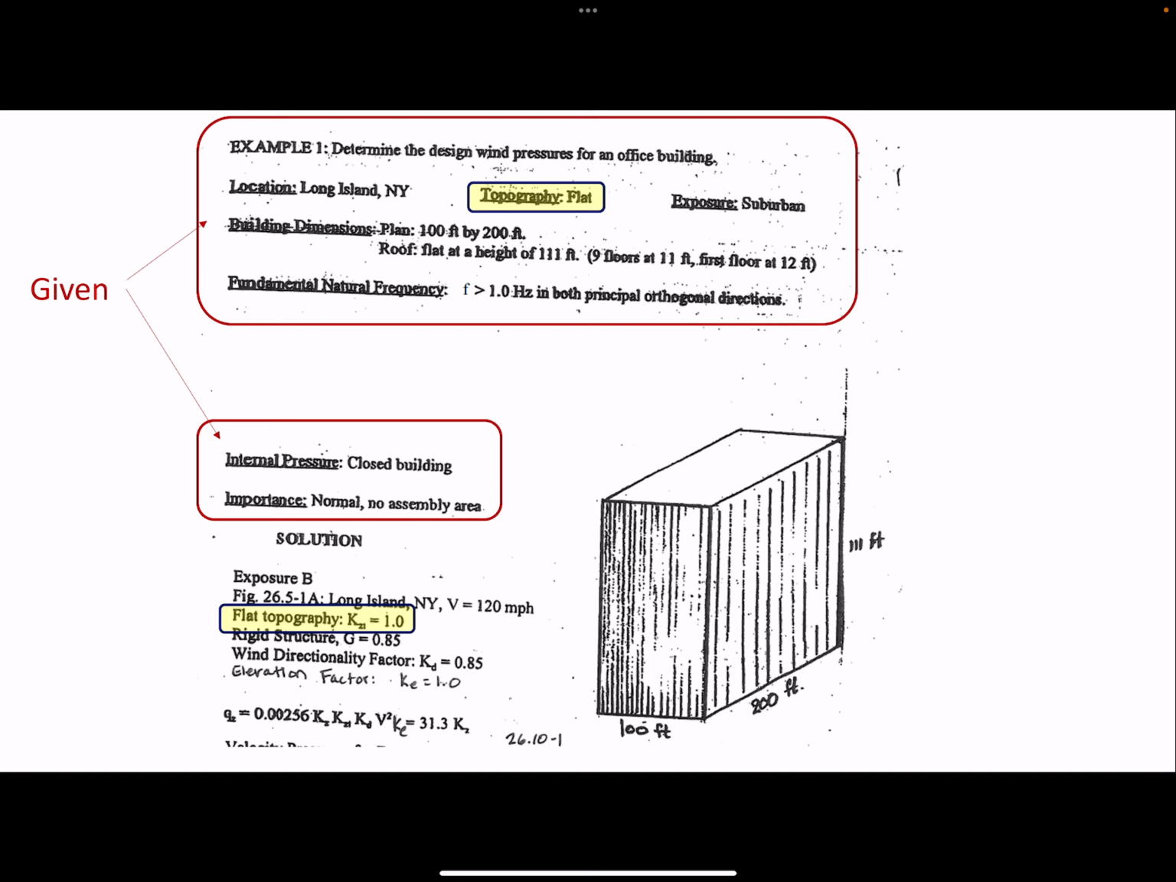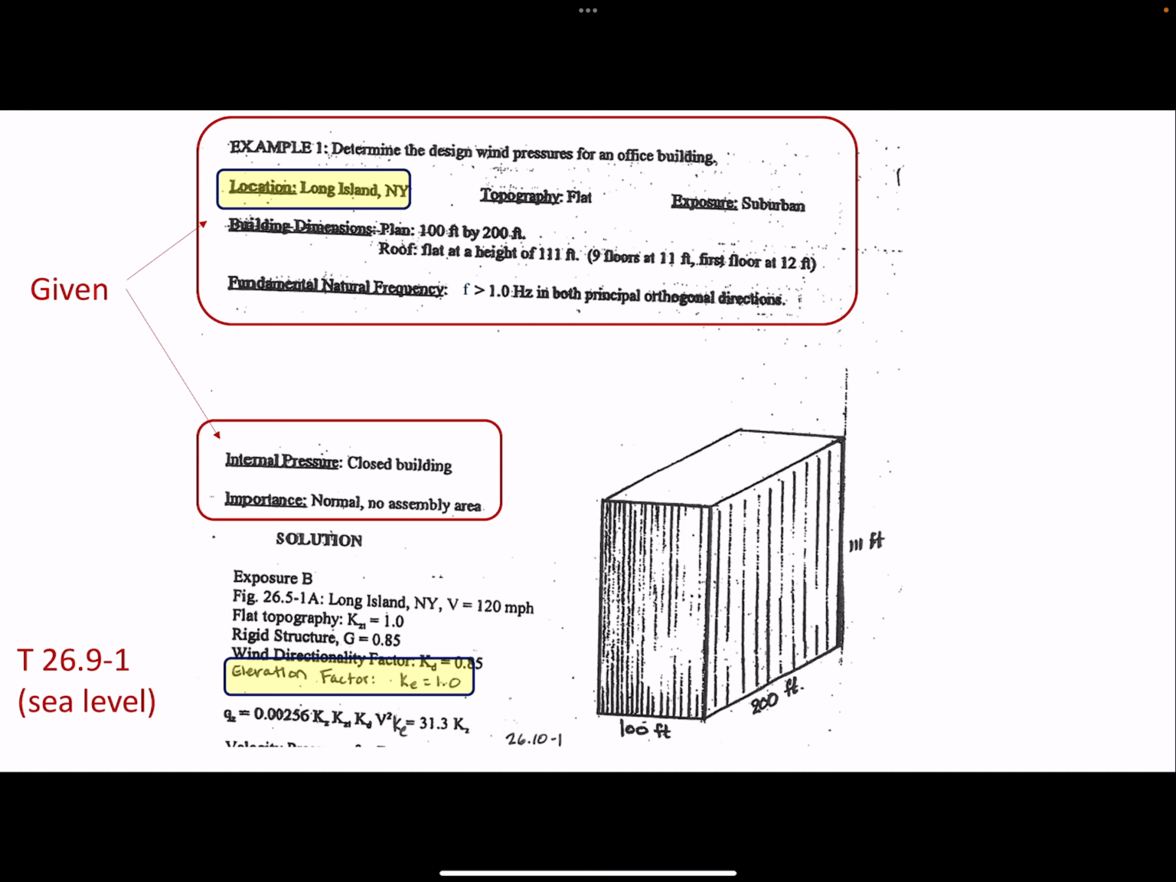And then for flat topography, KZT is taken as 1. For a rigid structure, gust effect factor 0.85. We already talked about much of this stuff. And then the wind directionality factor, KD, that's always going to be 0.85 for buildings. Elevation factor, we get that from table 26.9-1, but since Long Island is at sea level, that's just going to be a 1. We don't get to reduce it.